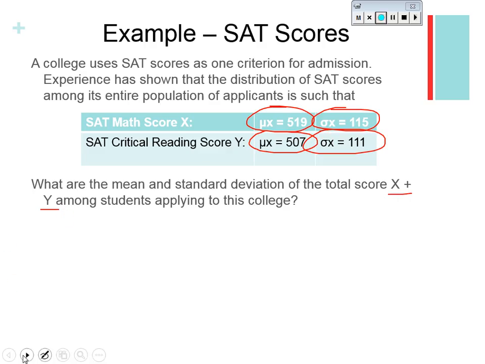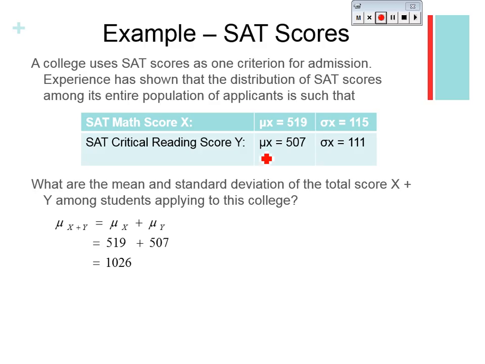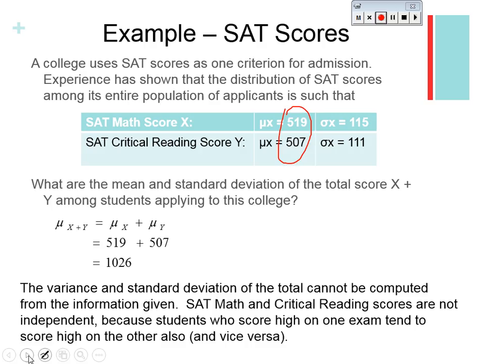So the mean, simply put, is just adding the two means together. This would be the 519 here plus the 507. Whereas with the standard deviation, if the variables were independent, I would square each of these and add them together.